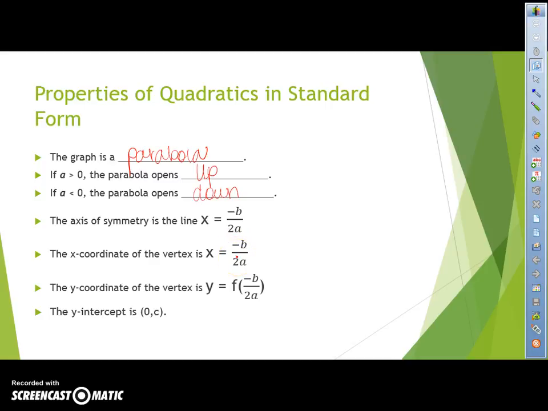Once you have that, you can just plug the x-coordinate back into the equation, and by substituting that, you'll get your y value. Then if you're asked for the y-intercept, it's always where x is equal to 0, so it's going to be whatever that constant term is when x equals 0, or if you're looking at the graph, where you can see it cross on the y-axis.